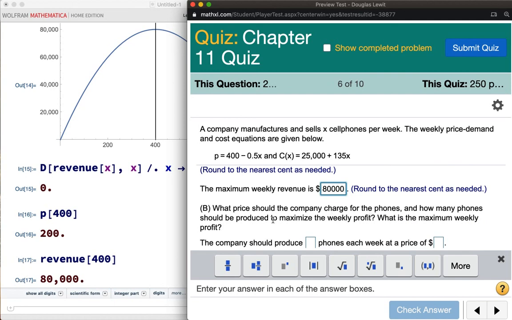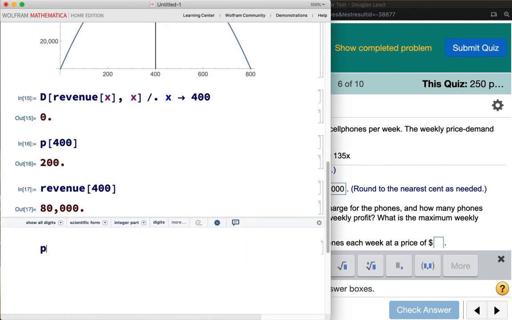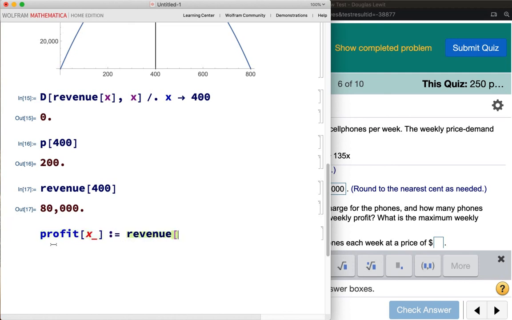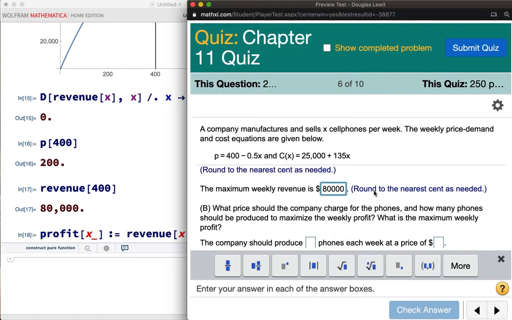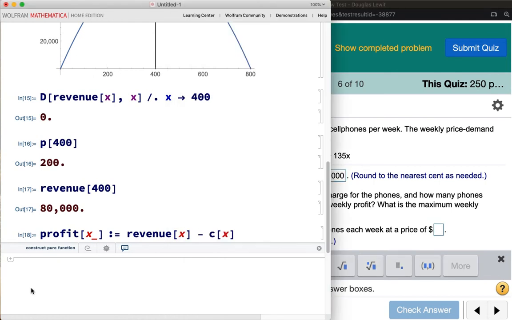Part B, what price should the company charge for the phones and how many phones should be produced to maximize the weekly profit? What is the maximum weekly profit? So we have to remember the definition of the profit function. The profit function is equal to the revenue function minus the cost function. Okay, so now we have to maximize this.